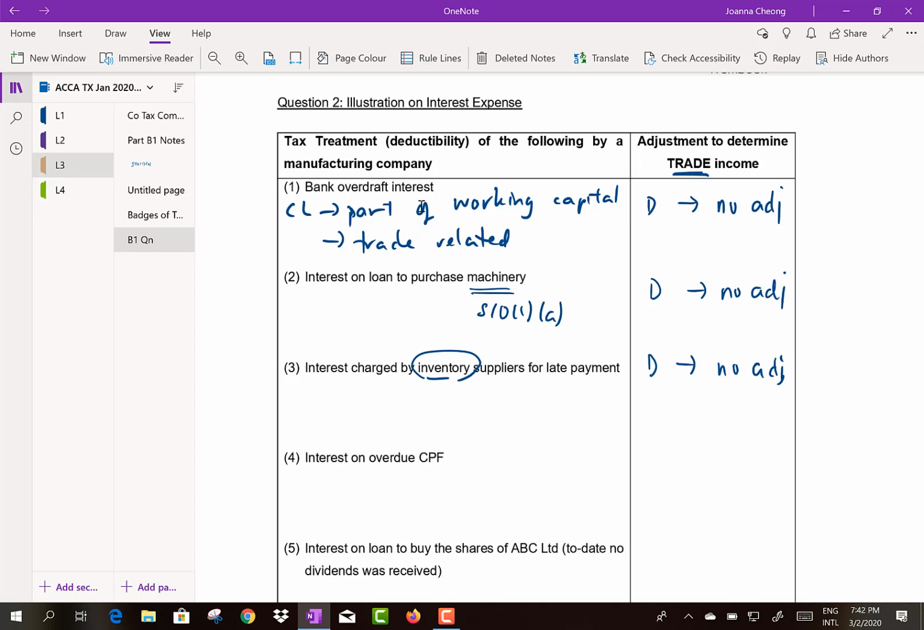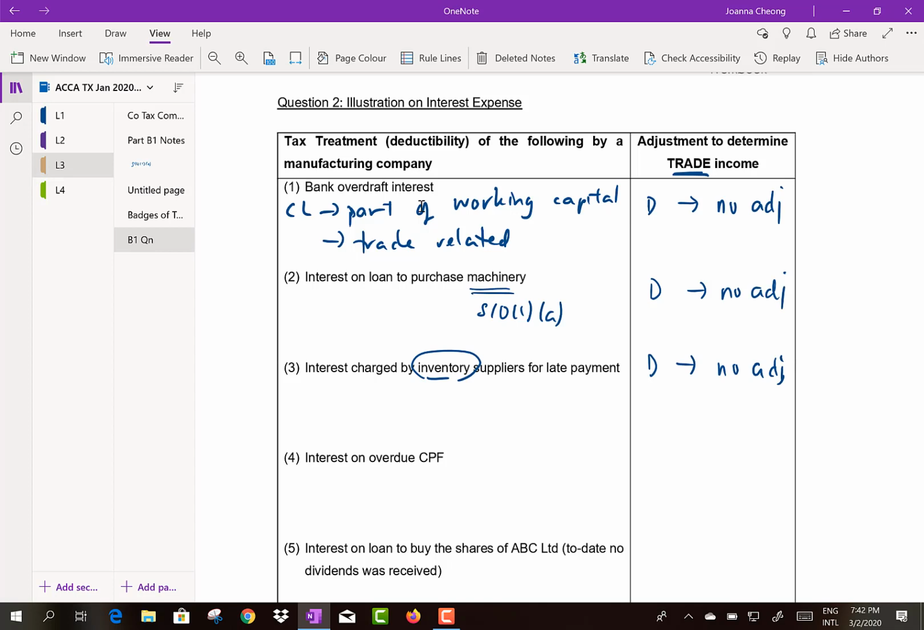So what happened is this. Interest on overdue, that means you are paying CPF late, right? Who is CPF? Government, right? If you pay money late to government agency, whose fault is it? It's your fault, correct or not? It's an offense, you know? It is an offense. So do you think they will allow you to claim a deduction on your offense? No. If they allow deduction, that means they are encouraging you to pay late.